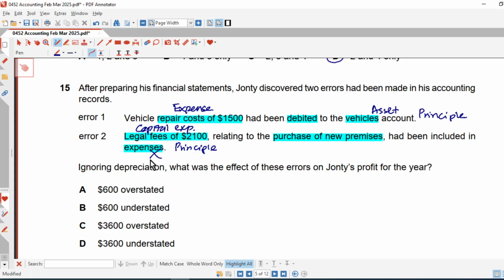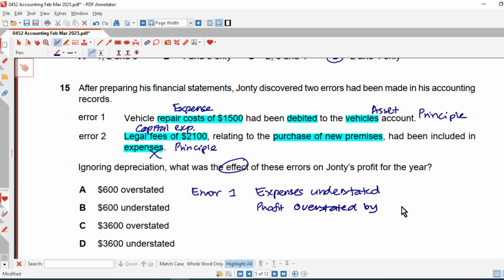Okay, so ignoring depreciation, what was the effect of these errors on John T's profit for the year? Alright, so error 1, you included repairs costs in your vehicles. That means to say your expenses were understated, so you did not record expenses. That will leave your profit being overstated by 1,500. Okay, that's error 1.